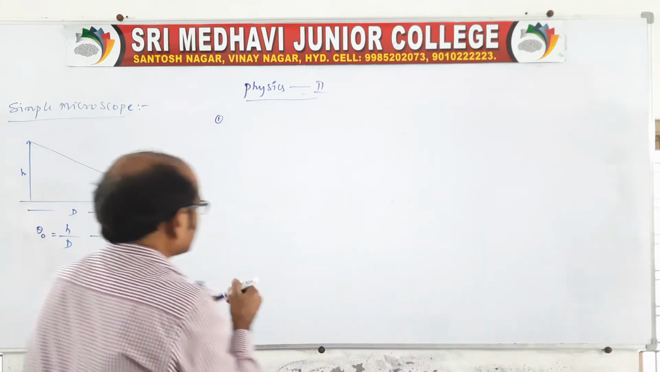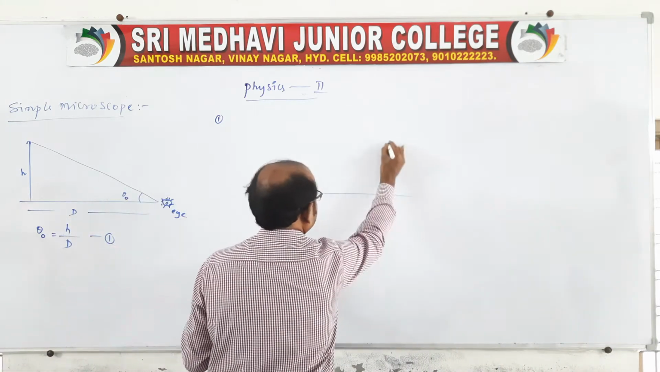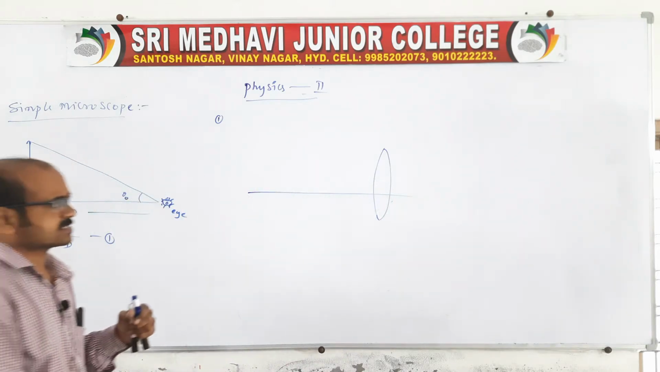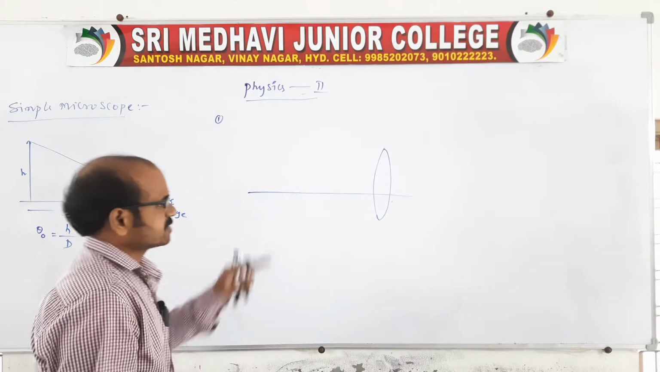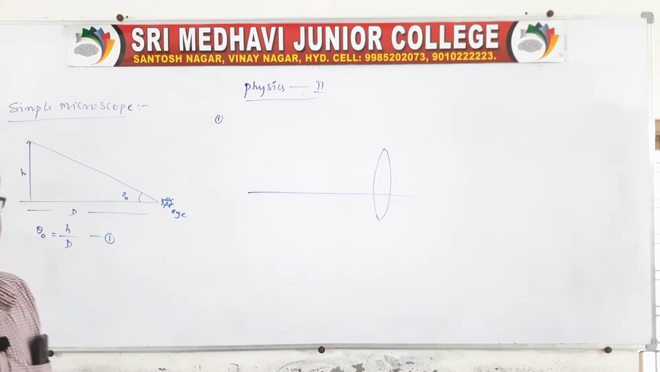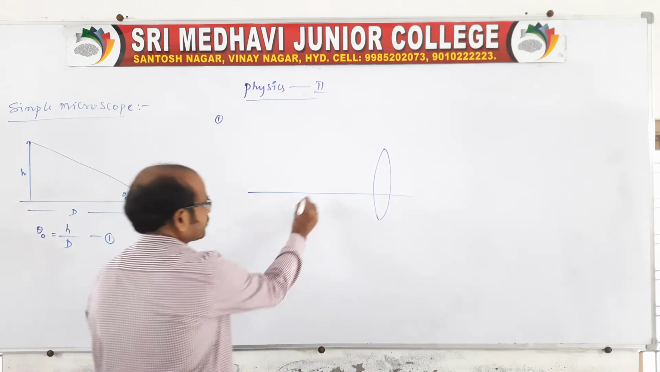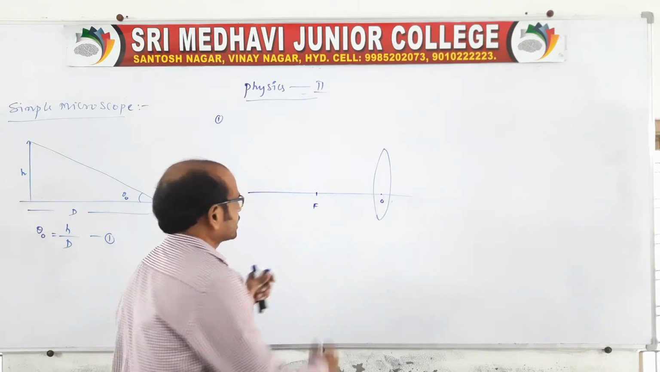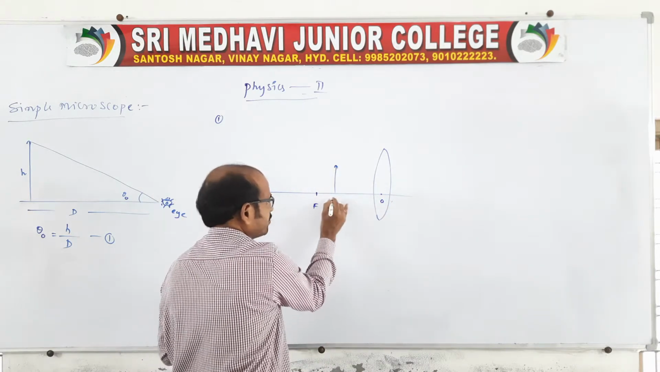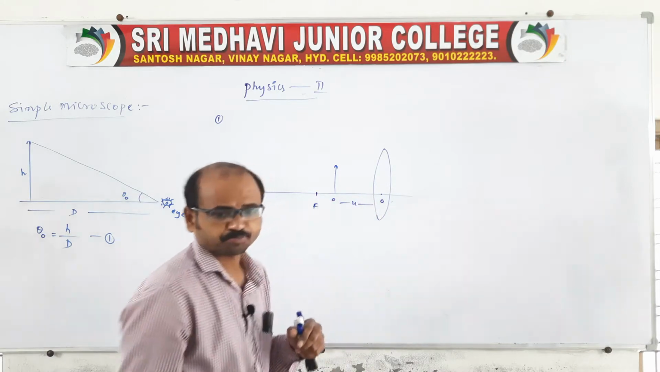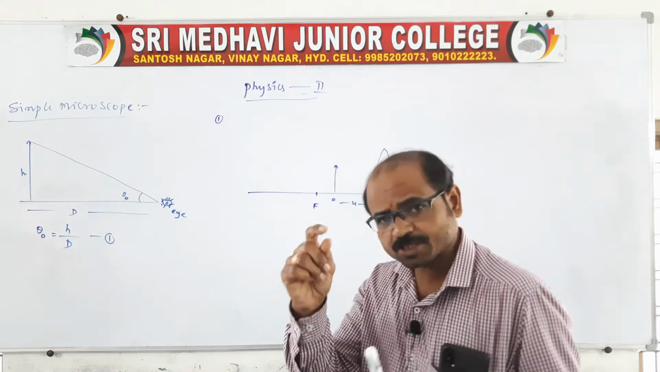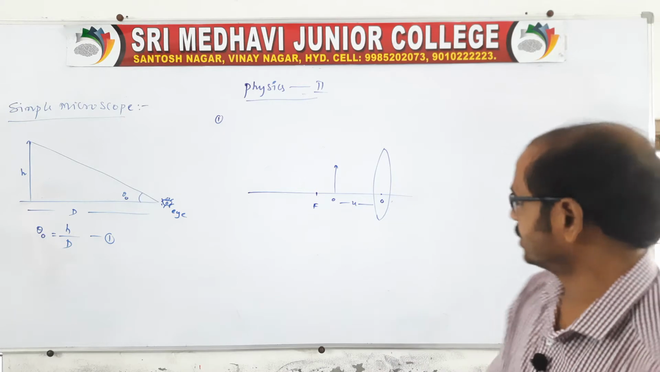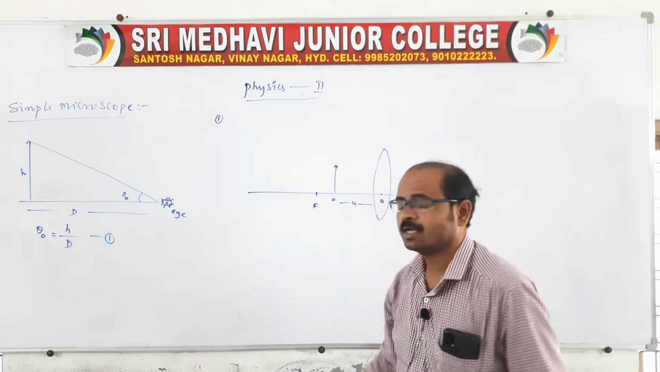So let me show you the diagram. It is fitted like this: there is one convex lens, which we can also call a double convex lens, with radii of curvature R1 and R2, placed on the principal axis. Suppose an object is placed between the focus point and the optic center. Because we adjusted the object position by adjusting the rack and pin, the object comes between the focus point and the optic center.